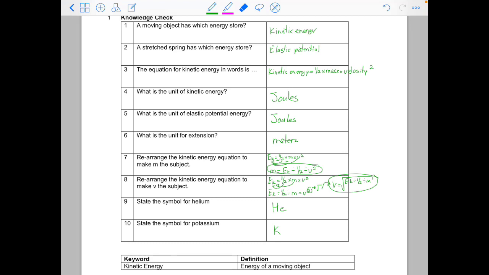So here are the correct answers for this final knowledge check. 7 and 8 took a couple of steps for you to do, just showing how you move them across. If you needed those steps, that's absolutely fine. If you were able to get straight to this in your head, that's absolutely fine as well. Don't forget for helium, first letter capital, second letter small. Potassium is the weird one. It's K, not P, because P is phosphorus. Hopefully you have that all in.